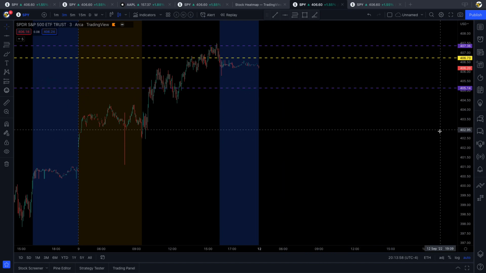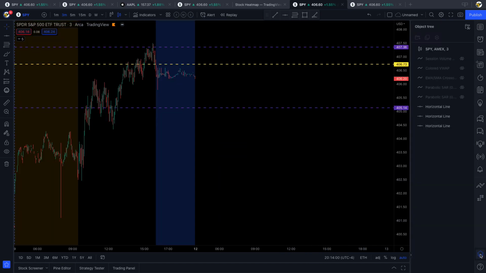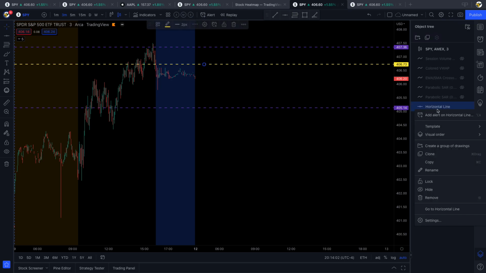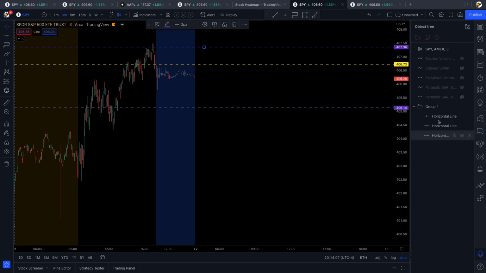Let me add these lines so I can hide them, and then I'll go into the actual fib portion of it. Any questions on the orb or POC or OPR, or you guys can call it whatever you want.